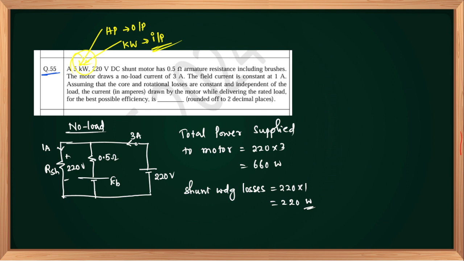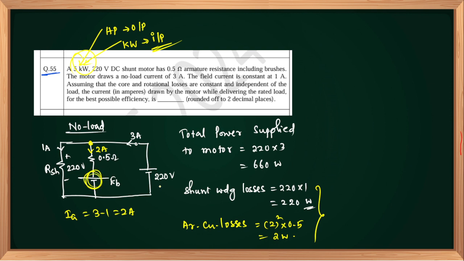Remaining, what is the loss? Ia square Ra. We know 3 amperes is entering and 1 ampere is leaving. Remaining current Ia is going to be 3 minus 1, 2 amperes. So you can get armature copper losses also: 2 square into 0.5, which is 4 into 0.5, that is 2 watts. If I subtract these, the remaining power developed at this armature is going to be supplied as no load losses.